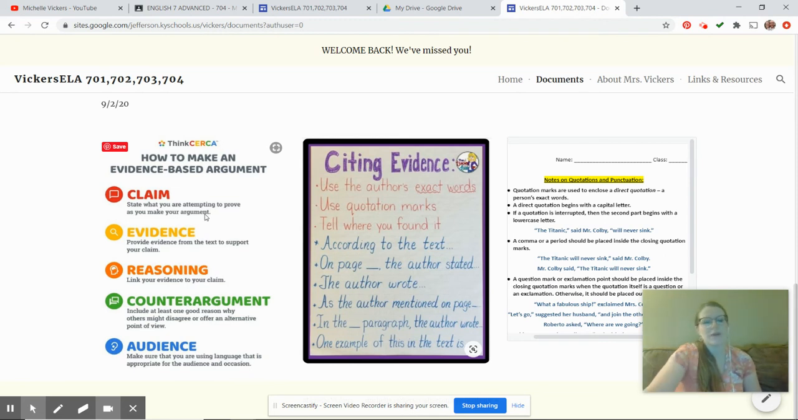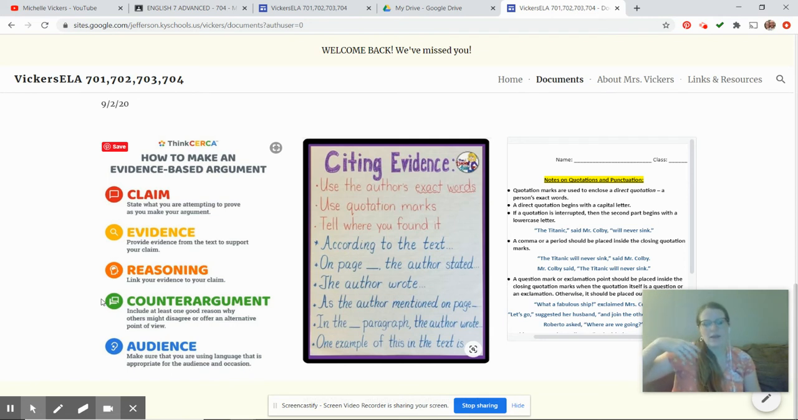You tell them. Then you have the counter argument. Include at least one good reason why others might disagree or offer an alternative point of view. Now, for argument essays, like the one we did last year, this is awesome. I have always kind of felt this way, that you could have a counter argument to every single argument that you have.